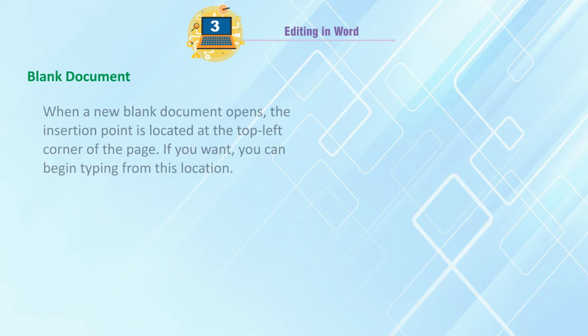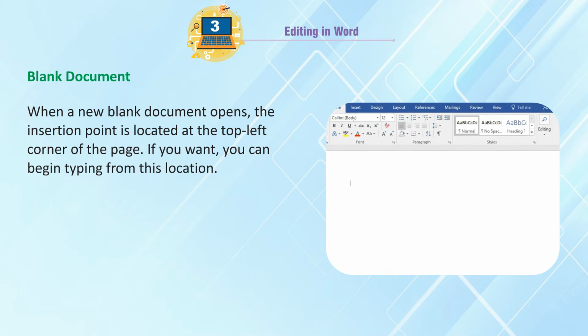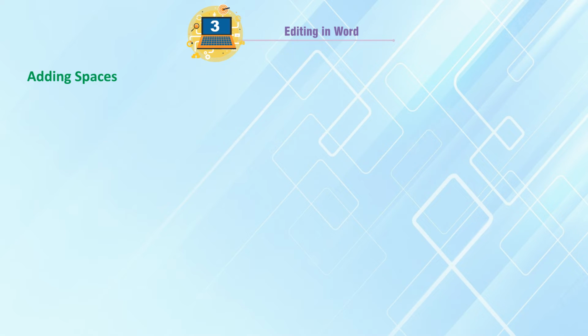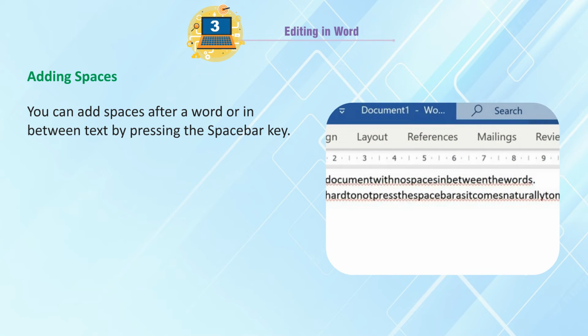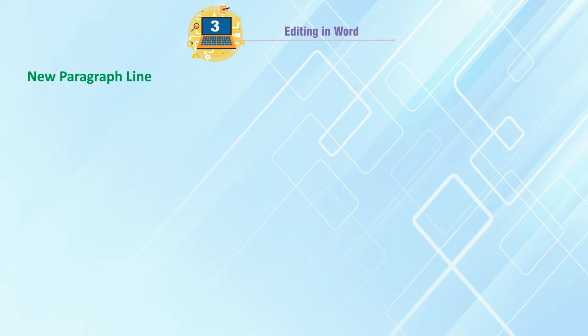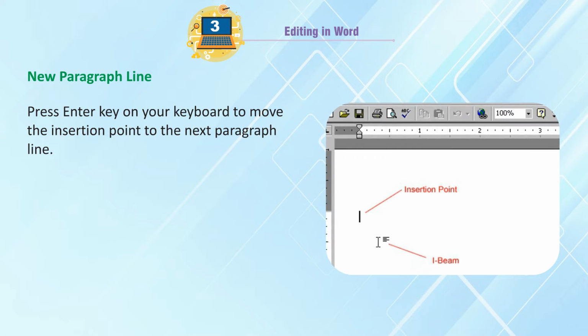Blank document. When a new blank document opens, the insertion point is located at the top left corner of the page. If you want, you can begin typing from this location. Adding spaces. You can add spaces after a word or in between text by pressing the spacebar key. New paragraph line. Press Enter key on your keyboard to move the insertion point to the next paragraph line.